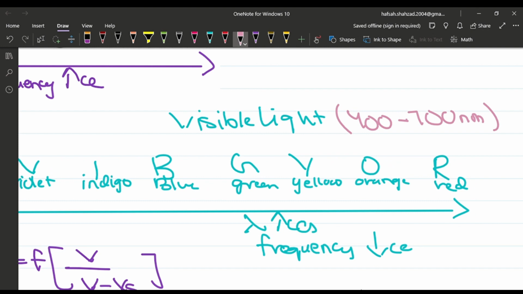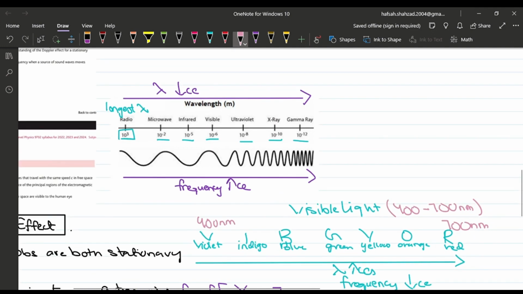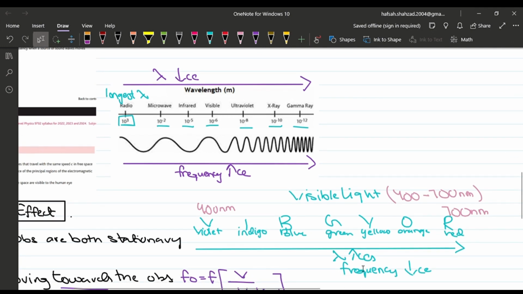Violet starts from 400, then it's like from 400 to 435 or 420 nanometer, something like that. So anyways, violet is 400 and onwards, and red is 700 nanometer. Like it ends at 700 nanometer. Above 700 nanometer you have infrared starting, and then below 400 you have UV wavelengths or UV light.